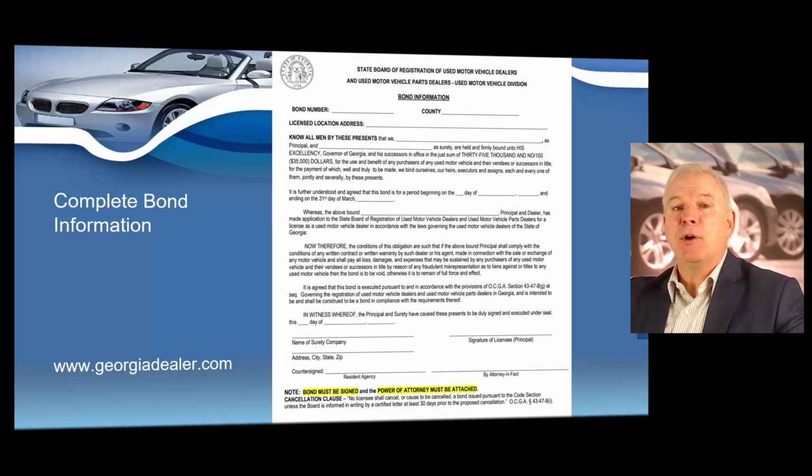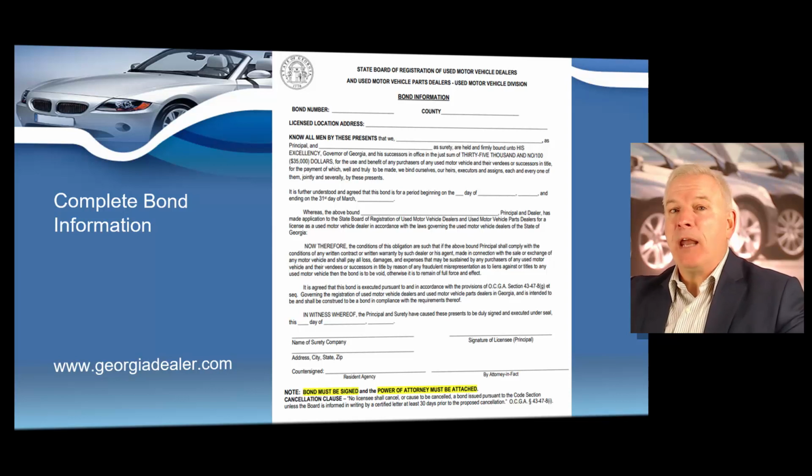So don't forget, you're going to have to submit the signed bond and your power of attorney. Don't forget, both docs, the signed bond and the power of attorney that is given to you by your bonding agent, which would probably be your insurance agent or the person that works for the bonding company. So both of those documents must be submitted with your dealer license application.